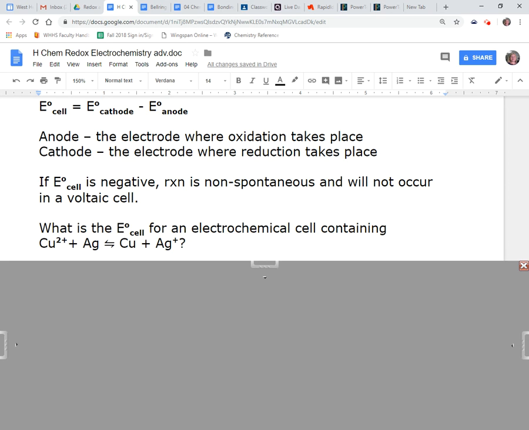So if we're looking to find the electrode potential, we're going to need to identify what's going on in this particular reaction. So here I have a nice little reaction. It's a copper-silver battery, or at least electrochemical cell. We'll see if it's a battery or not. And so we need to identify what's going on.